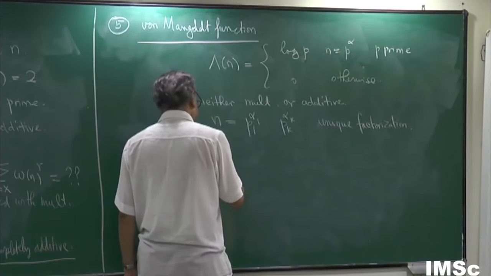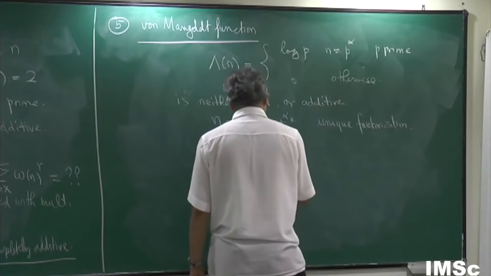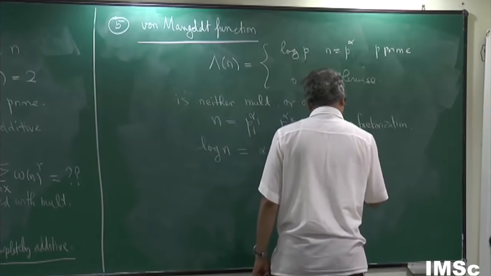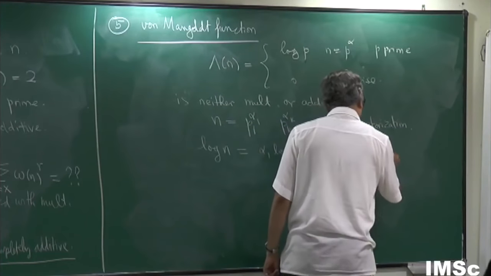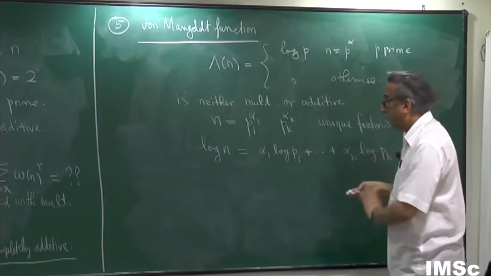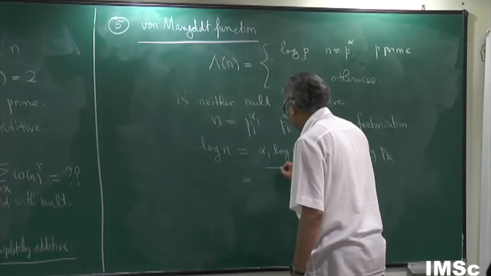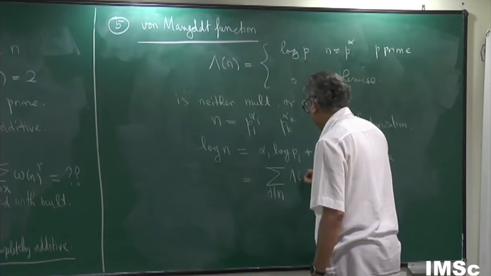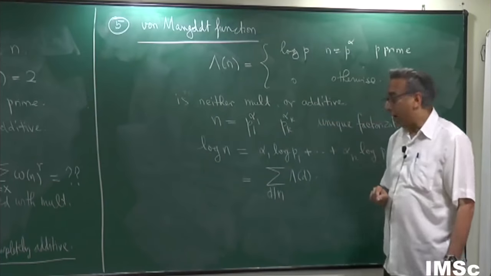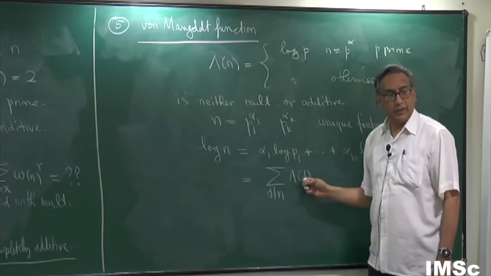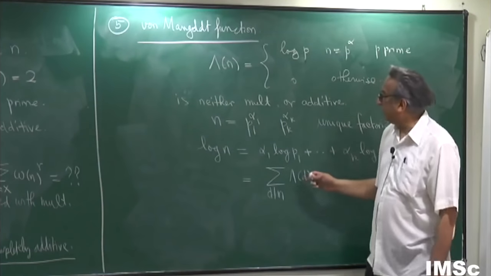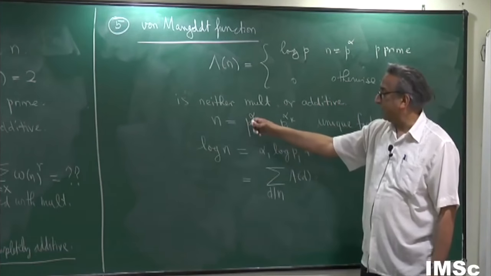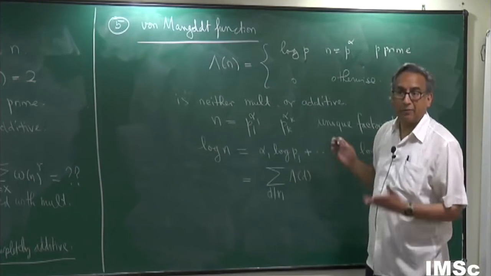So log of n is equal to alpha 1 log p1, ... alpha k log pk. So that's obvious, right? I just took logs. But now I can rewrite this very neatly as a summation over the divisors of n, lambda of d. Because this guy is going to be 0 unless d is a prime power. And whenever d is a prime power, it's going to spit out log p. But it'll spit out log p how many times? As many times as alpha 1 times.